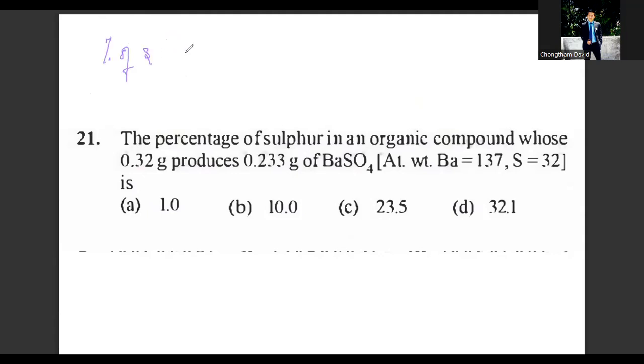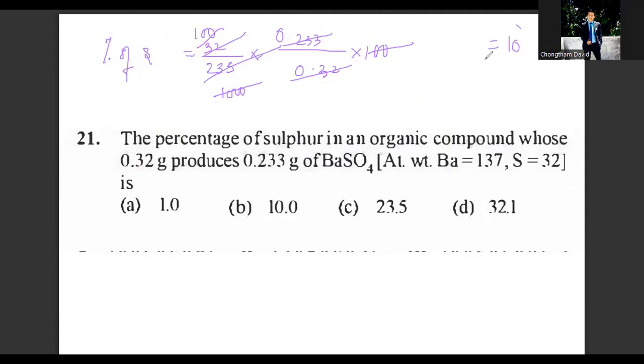And for sulfur, the percentage can be calculated by using this general formula. Divided by the given weight, 0.32, into 100. So you can easily cancel this by 100. And this you can cancel by 1000. You have 1, 10. 10 is the answer. Good.